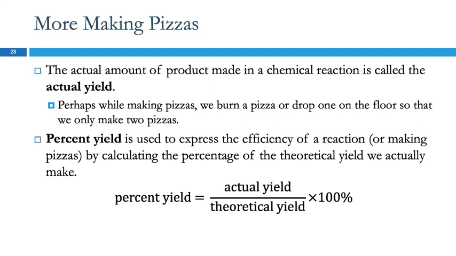So the actual yield is how much you actually make. And then what we call the percent yield expresses the efficiency of how much stuff we make. So that's going to be the actual yield divided by the theoretical yield times 100. If everything goes perfectly, if we didn't mess up at all, we should have gotten 3 pizzas, 100% yield, perfect, gold star for you. Oftentimes that doesn't happen.